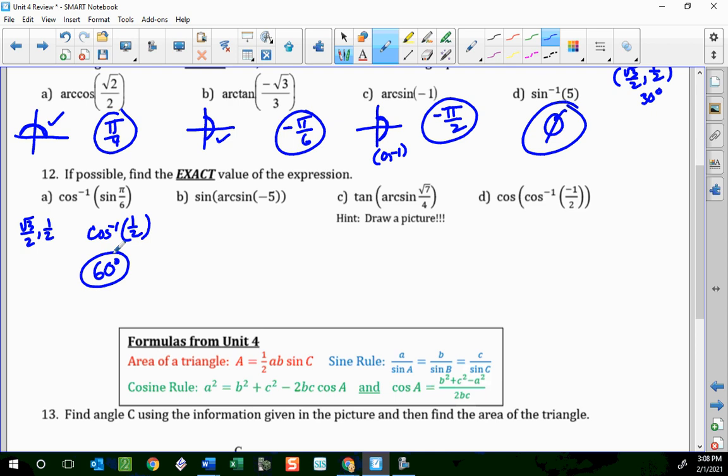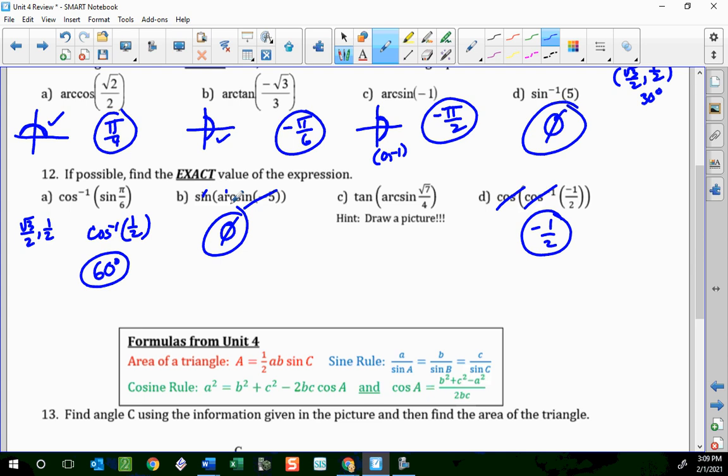All right, letter B, arc sine of -5. This is illegal, same reason this was illegal. I can't do this, so these two things can't cancel, and this one actually has no solution. Over here, letter D, cosine inverse cosine, this is a legal question. These just cross each other off, and the answer is -1/2.